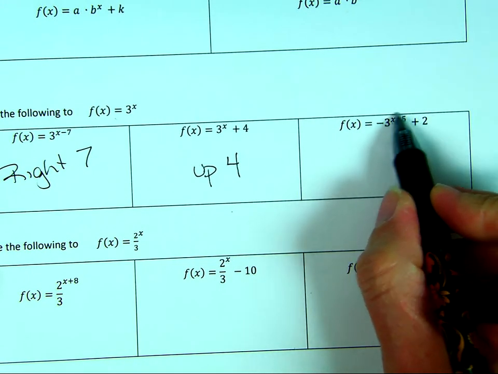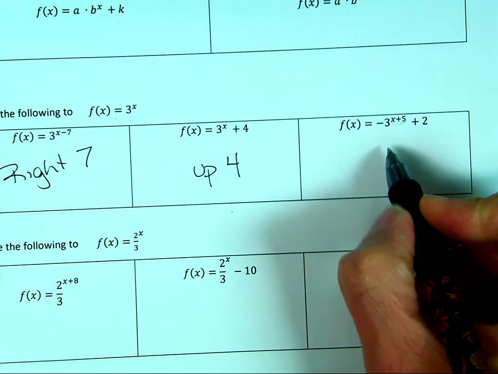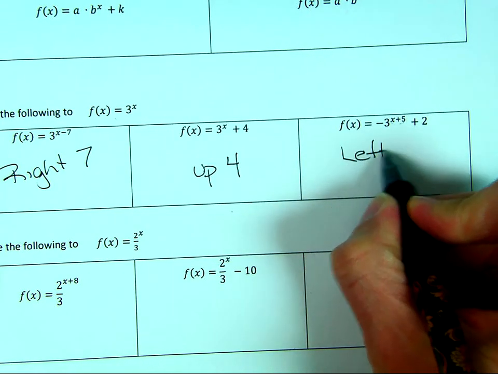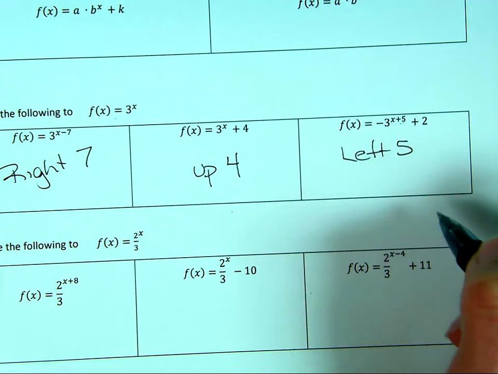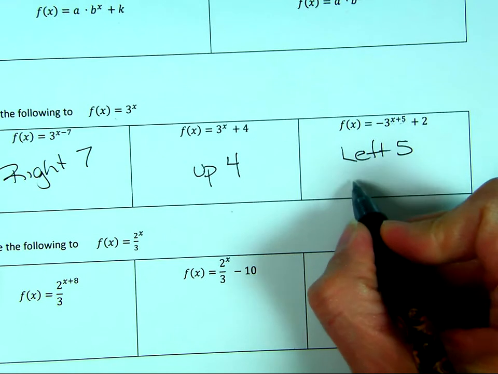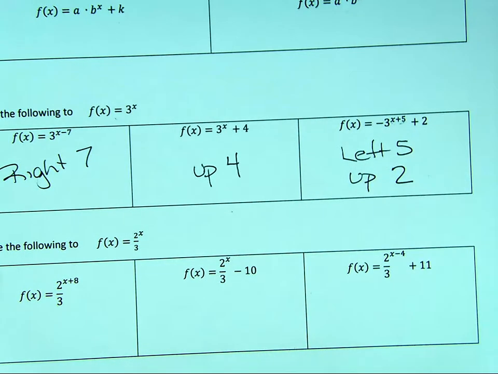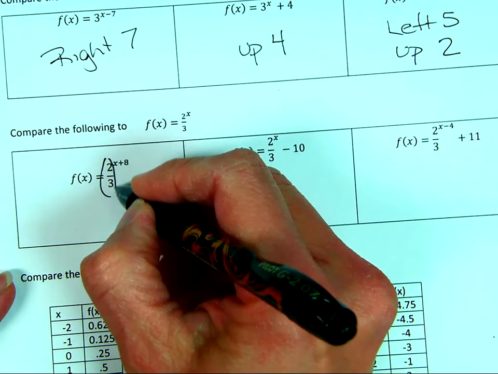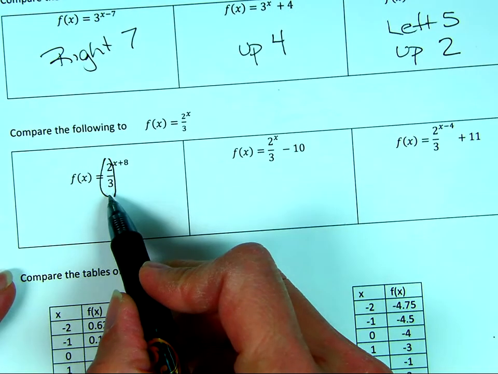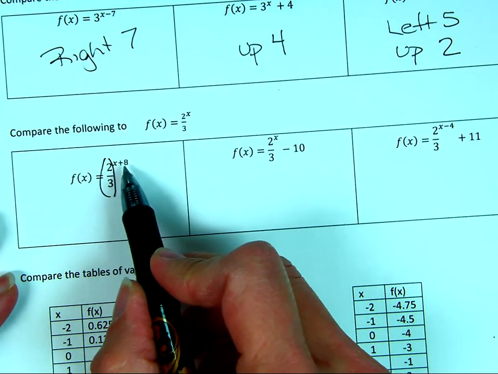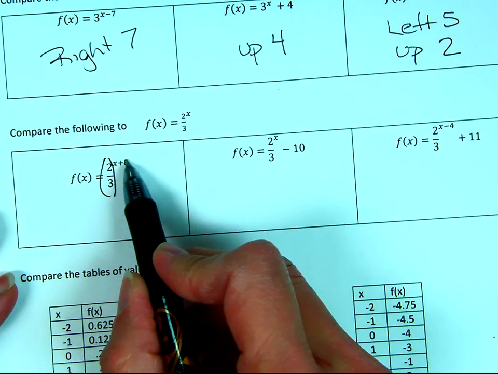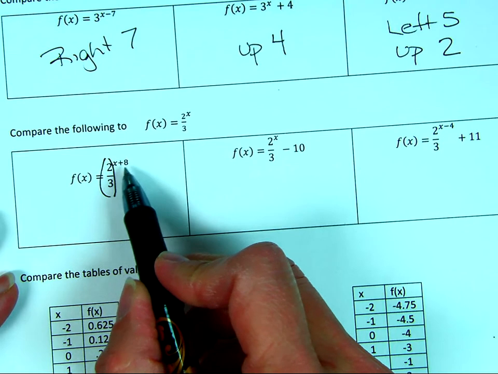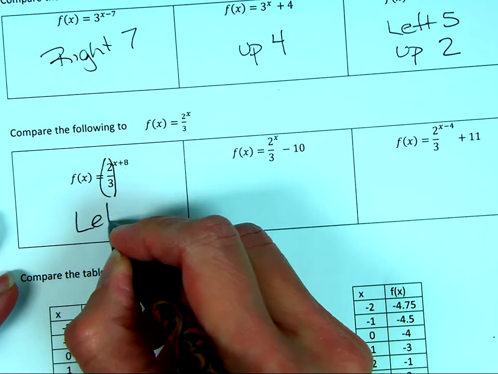So what does the plus 5 do? It moves it left 5. And what does the plus 2 do? Because it's not in the exponent, it moves it up 2. And I should have written this with a parenthesis, so my apologies on that, because our constant ratio is 2/3. So what does the x plus 8 do? Well, because that plus 8 is with the x, I know it moved left 8.